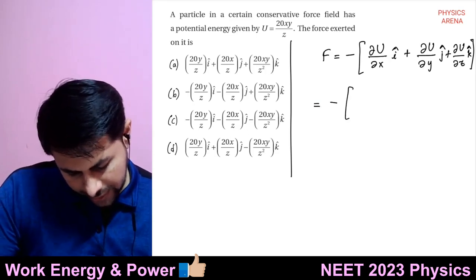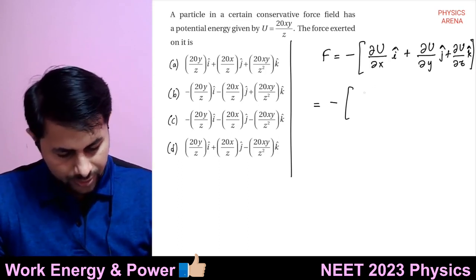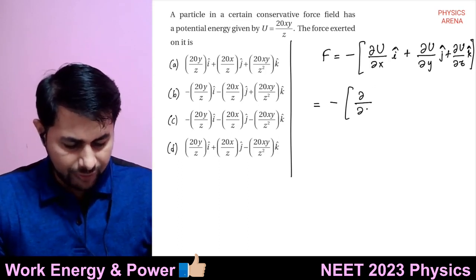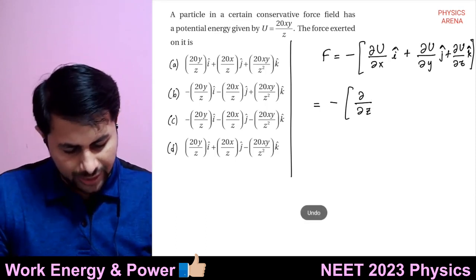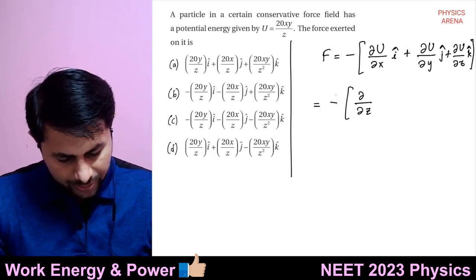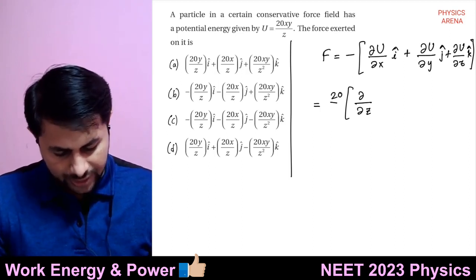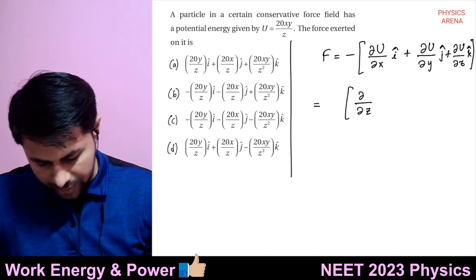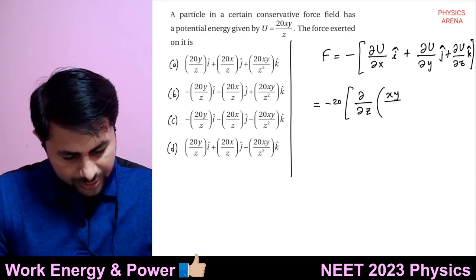You got this? Okay, let's check. Very good. So partial derivative of u, which is 20 xy upon z. So 20 we can take out. Okay, 20 we will keep out. Minus 20, so xy upon z.